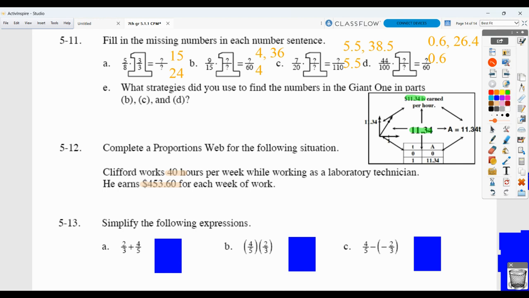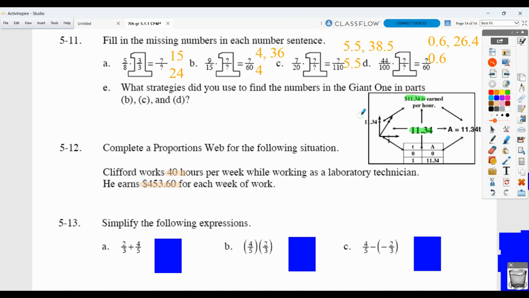Then the next thing we have to do is to create a little table or chart. Well, if he works 0 hours, T for time, 0 hours, he would make $0. A probably stands for amount. We also know that since he's making $11.34 per hour, if he works 1 hour, he's going to make $11.34. You could also have added this value into that table or chart as well.